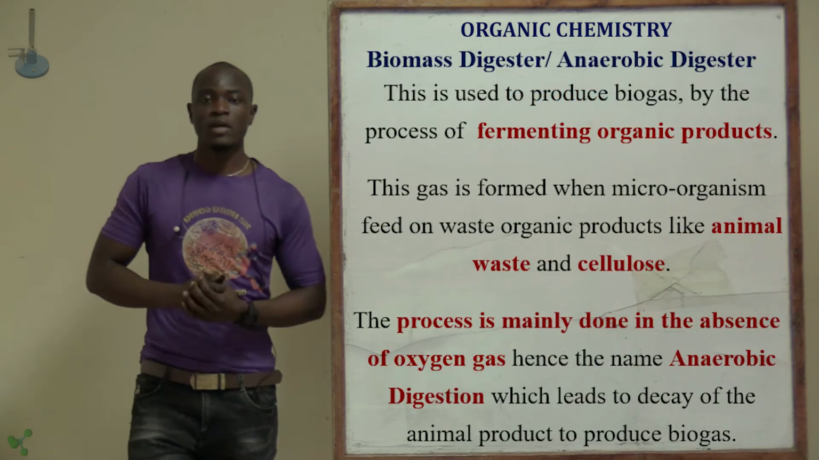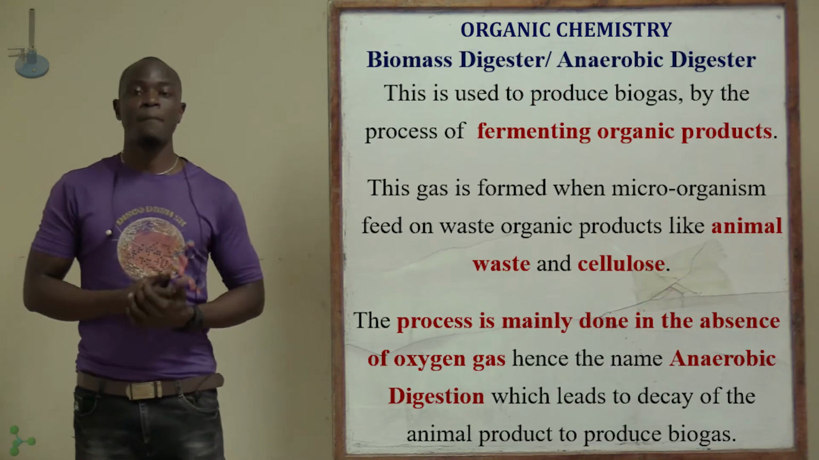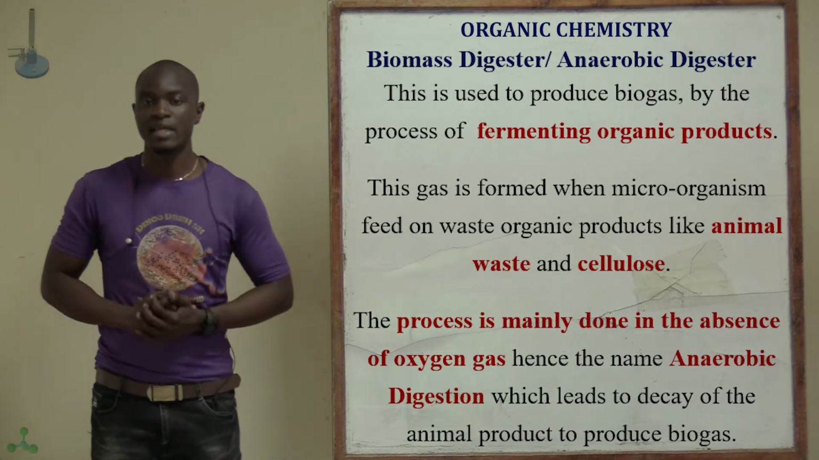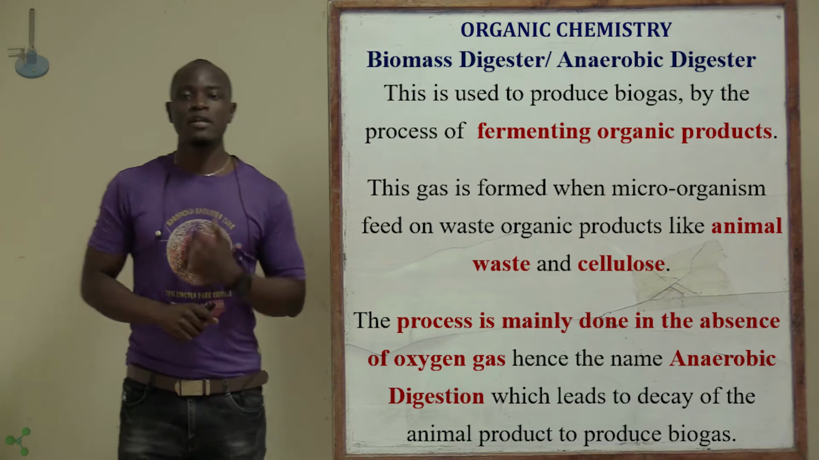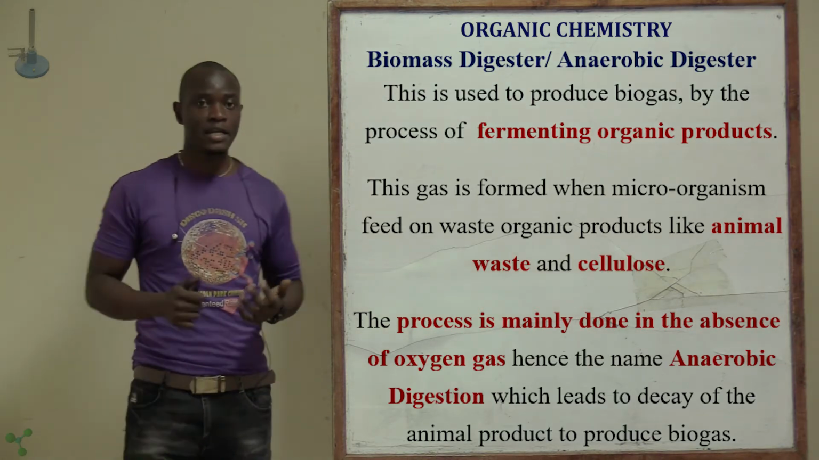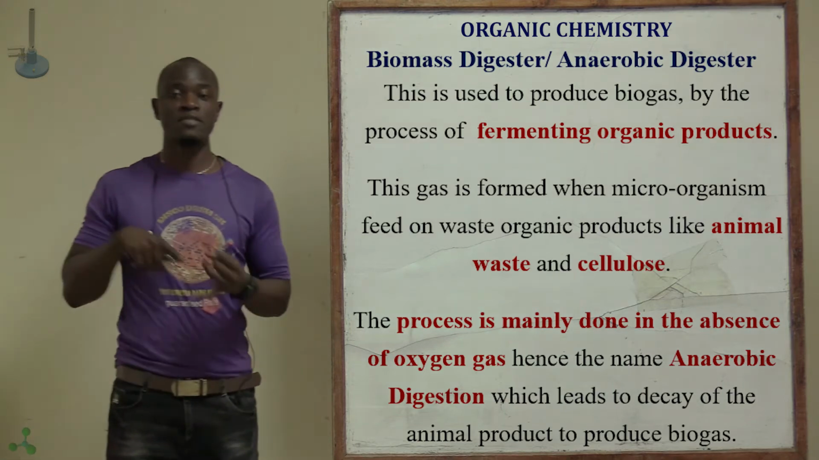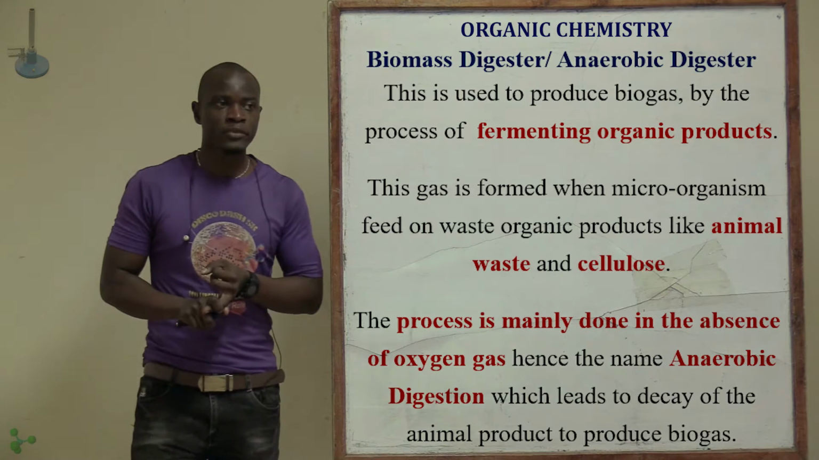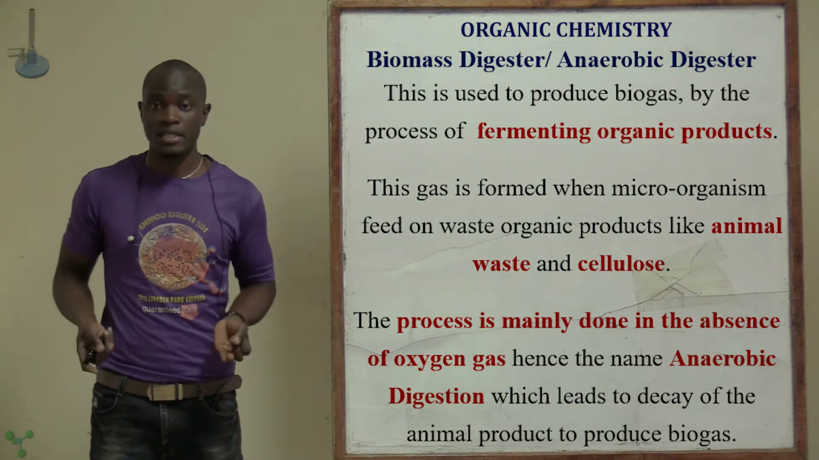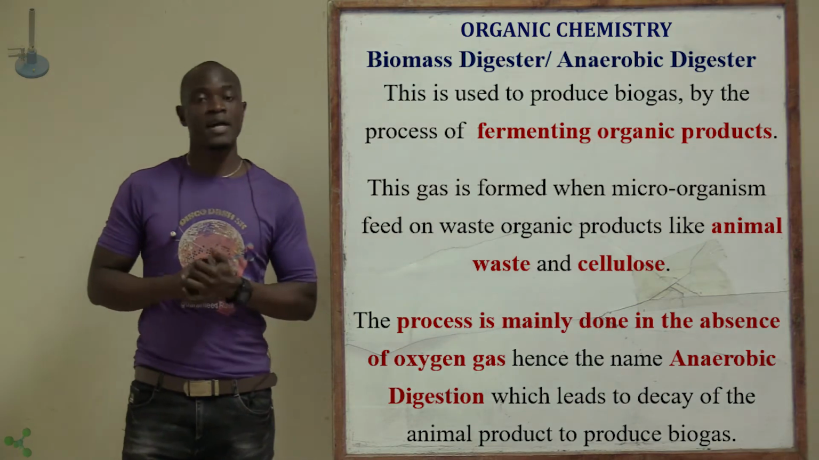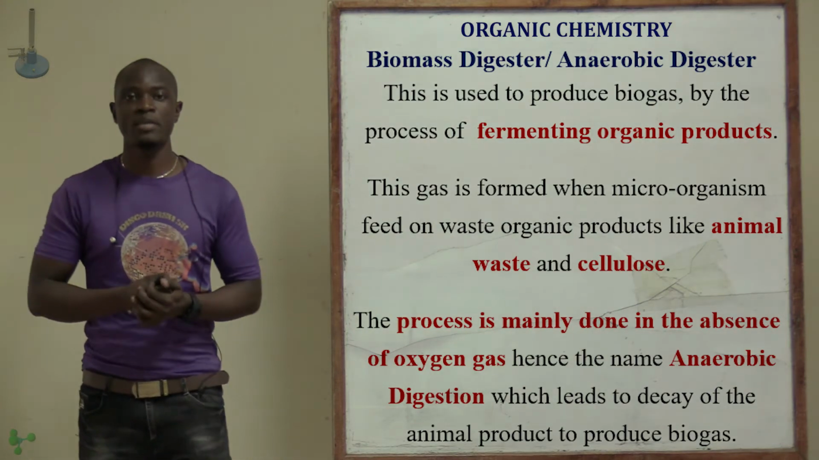So apart from that, let's look at now the biomass or the biogas digester, and it can also be called the anaerobic digester. So this is mainly used to produce biogas by mainly fermenting organic compounds, like, for example, we can have silage, we can have grass, we can have decaying matter. As a result, it produces now the biogas that is used for domestic use.